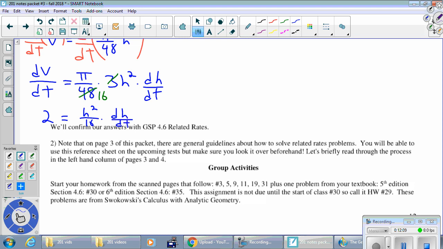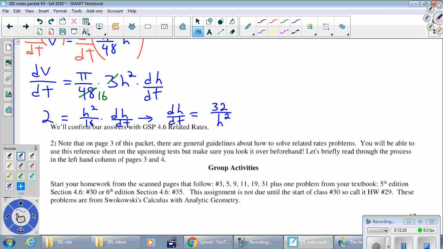I'm going to go ahead and solve this for dh dt because that was what we were after. That was the question mark from the very beginning. So dh dt equals, if we multiply both sides by 16 over h squared, we get 32 over h squared. I think that looks good.